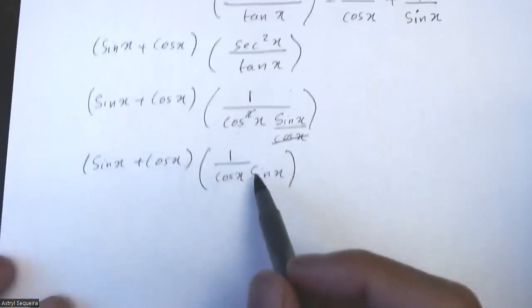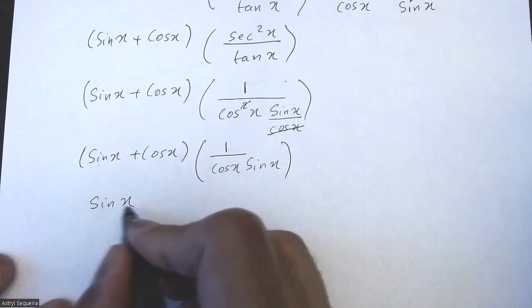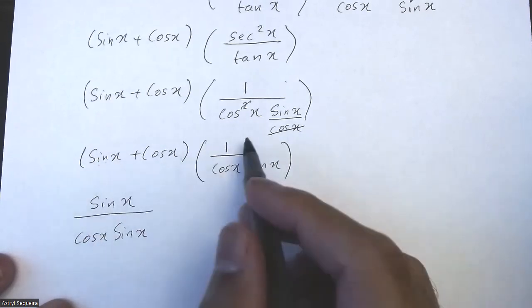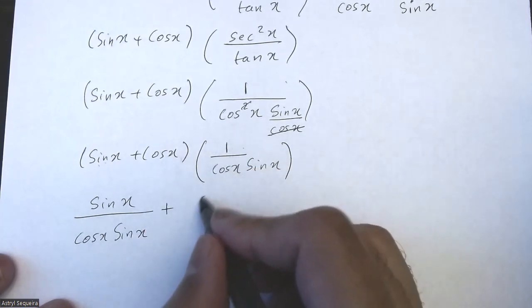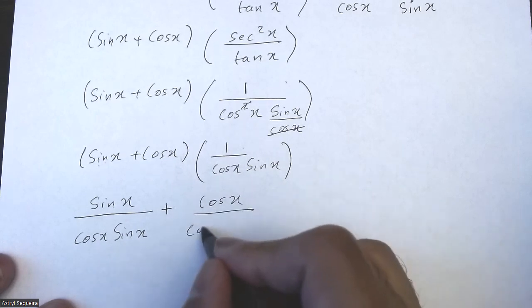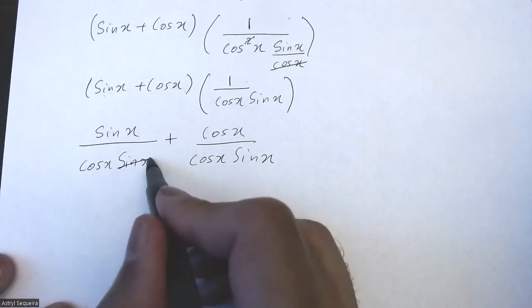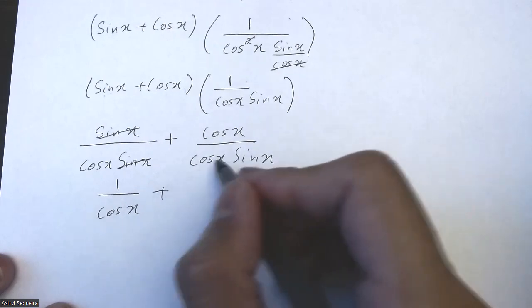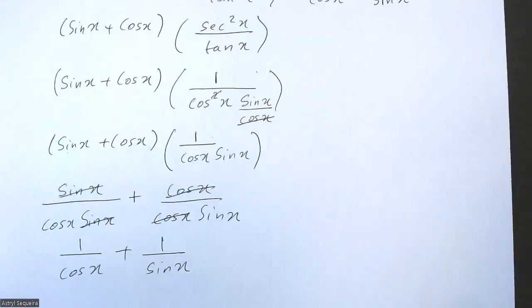Now I can multiply these two out. So sine x times 1 over sine x cos x is just sine x over cos x sine x, because sine x times 1 is just sine x, and the denominator stays the same. Same with cos x times this, it's just cos x over cos x sine x. Then I can just cancel out the two sines. I'm left with 1 over cos x here, plus I can cancel out the two coses, and I'm left with 1 over sine x here. It's basically the same as the other side.